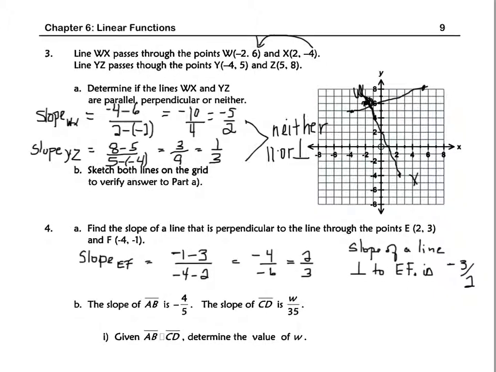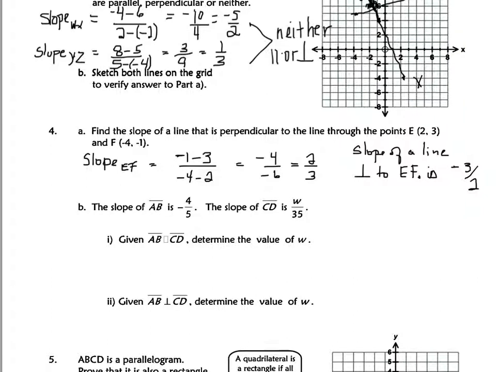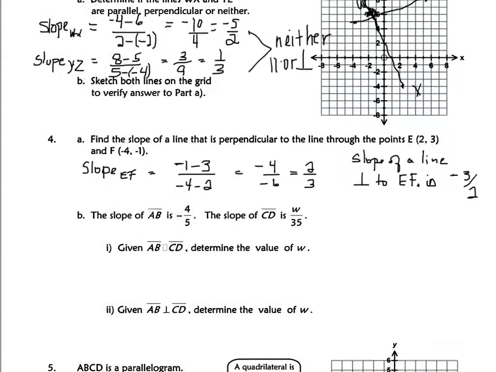Part B for that question says the slope of AB is -4/5, and the slope of CD is W over 35, and those are parallel lines. Okay, so you're told that they're parallel lines, so determine the value of W. Well, if that's the case, then the slope of AB should equal the slope of CD.